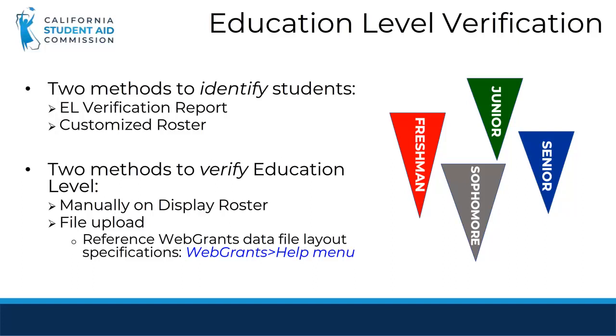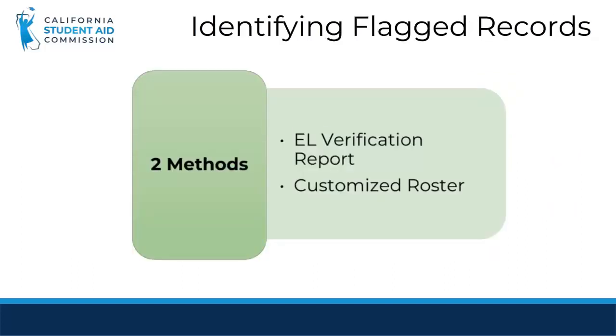There are also two ways to verify and clear flags. These include manually on the display roster or through a file upload. The two methods to identify flagged records include the EL verification report or by creating a customized roster specifically for education level verification.